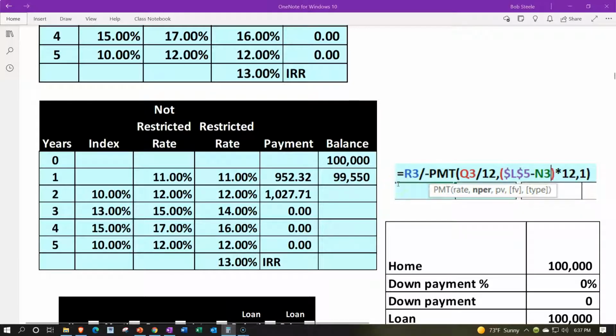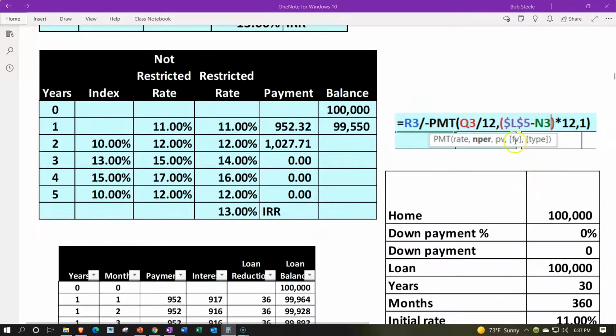This is one way you can take a look at the formula. Ending balance then is going to be equal to R3. That's going to be this payment amount divided by the negative payment brackets. The rate is going to be the 11% divided by 12, comma. Then we're looking at the number of periods, which is 30. Right there, absolute reference because it's not in our table, minus N3, which is 1, getting us down to 29 years, multiplied times 12 to get us to months instead of years. And then the comma, the present value is just going to be 1. And that will then give us the ending balance of the 99,550.